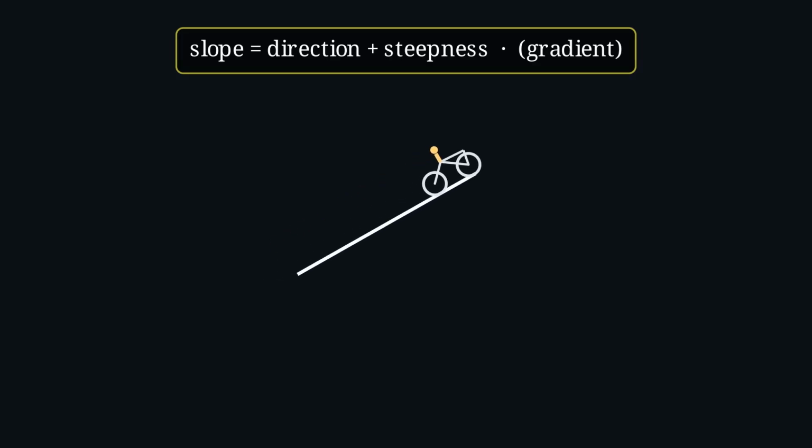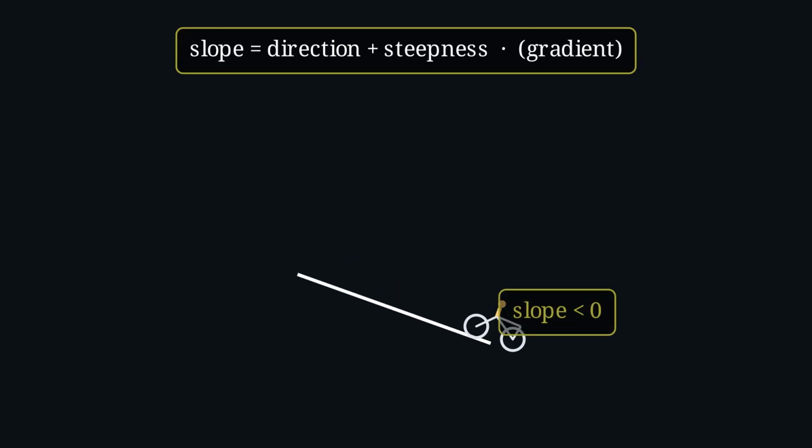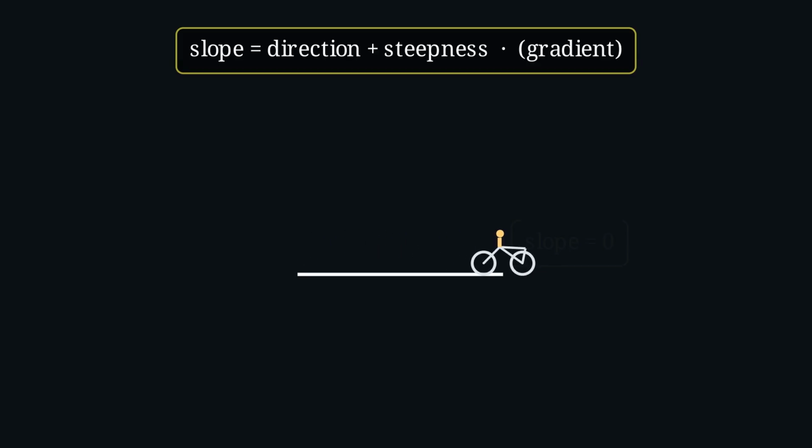Positive slope, the line climbs as you move to the right. Negative, it descends as you move to the right. 0, flat road, no vertical change. And one strange case waits, the cliff.